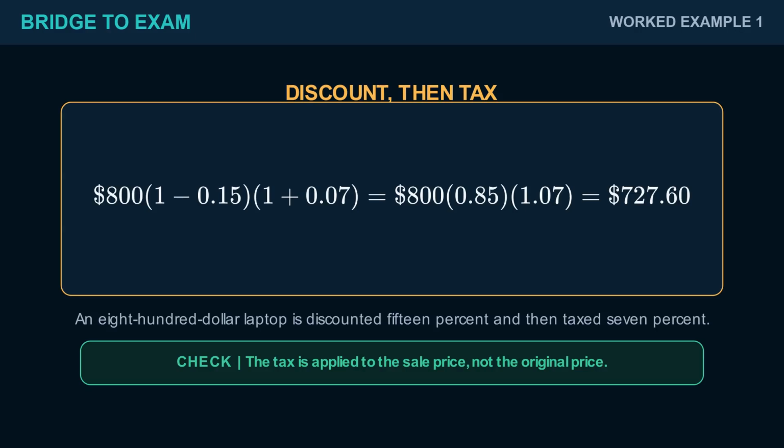Worked example 1. An $800 laptop is discounted 15% and then taxed 7%. Multiply by 0.85 for the discount, then by 1.07 for the tax. The final price is $727.60. Check. The tax is applied to the sale price, not the original price.